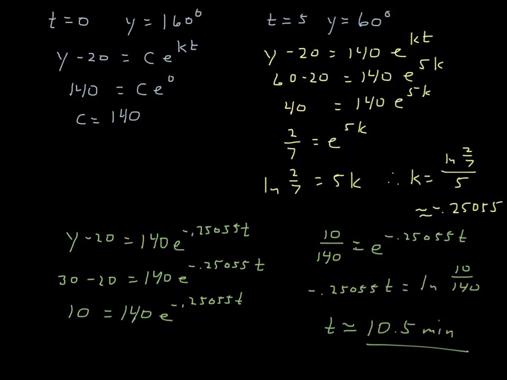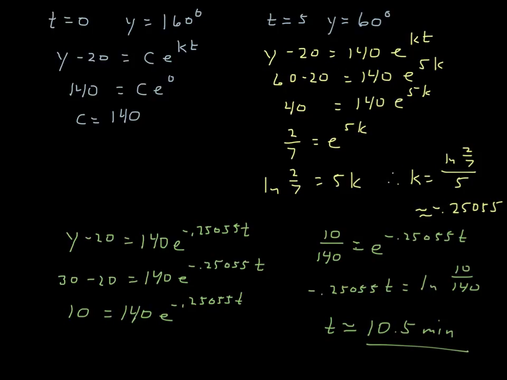And so, in this case, our particular solution would be y minus 20 equals 140 e to the negative 0.25055t. Now notice I keep more decimal places. The other thing to remember on this, you want to keep as many decimal places initially as possible. Limit the amount of round off error that you have, because if you were to round it to 3 decimal places early on, that's going to create more problems at the end, and your answer won't match up with what would be on the test for the AP exam. Keep this as much as possible.